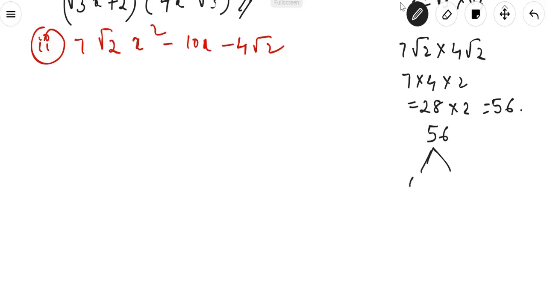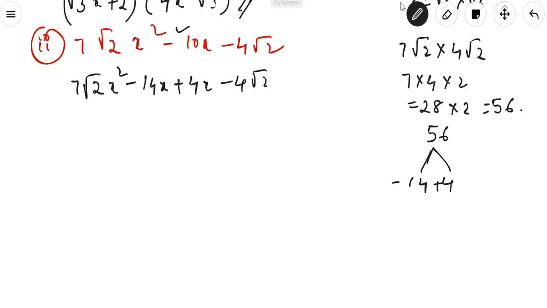So it is 14 into 4. If you multiply 14 into 4, you are going to get 56. So this is minus and this is plus because this is minus. Okay, so we'll write the equation: 7 root 2 x square minus 14x minus 4x plus 4 root 2. Now if I take a common here, 7 root 2 I can take common here.